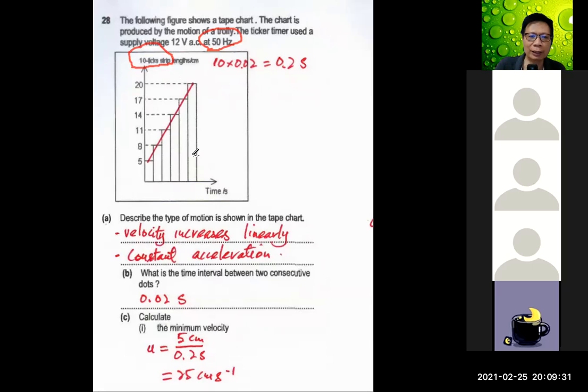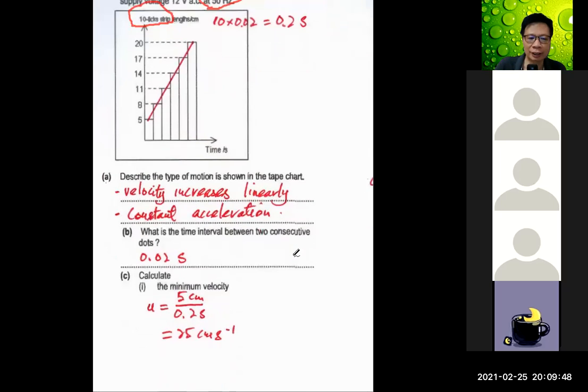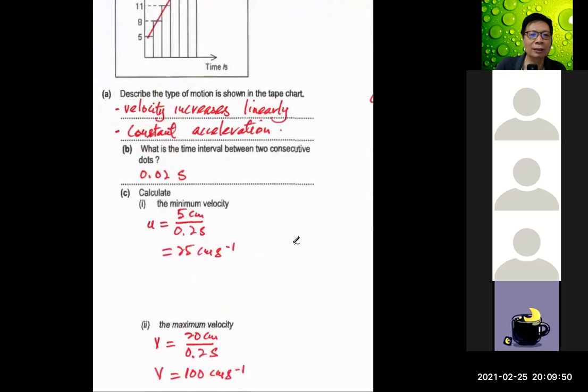So can you calculate? Tell me the answer. You share your answer. What is the maximum velocity here? Minimum is 25. Then maximum, what is the answer? Okay, one student gave an answer already. Bernard says 100 cm per second. Correct now? Yes, 100. Okay.